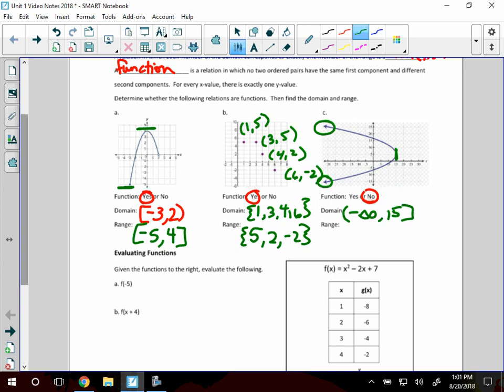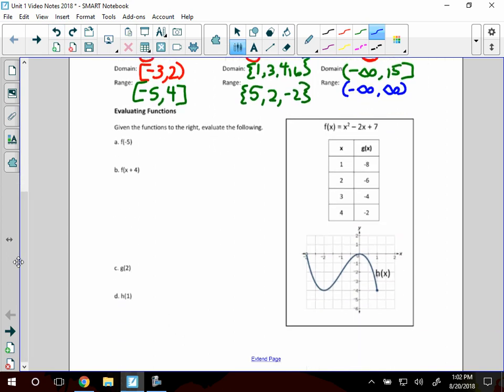The range, that's all the y values, so that's going bottom to top. And these arrows on the end here, this one is going left and down forever. This one's going left and up forever. So if you think of the range as from bottom to top, we're going from negative infinity to positive infinity.